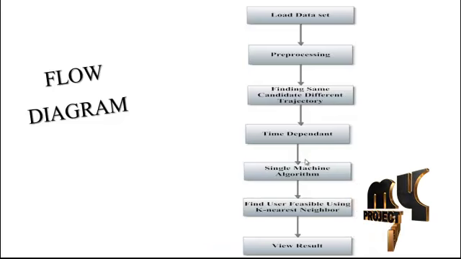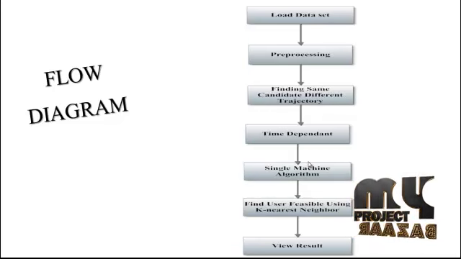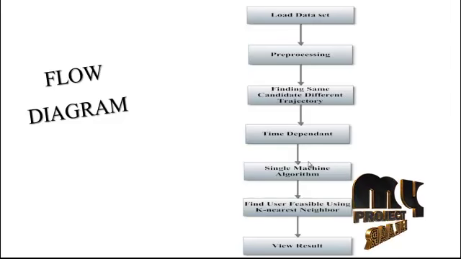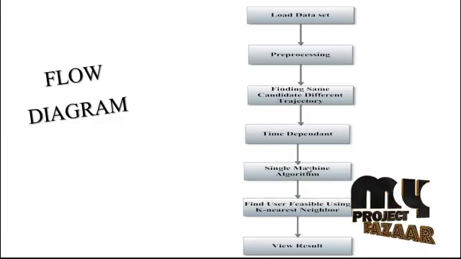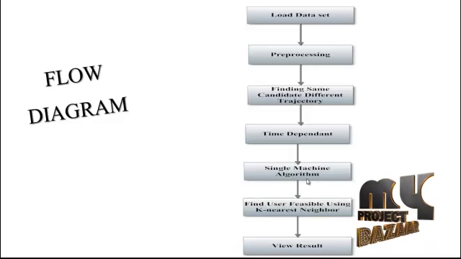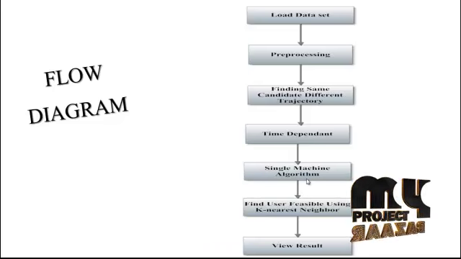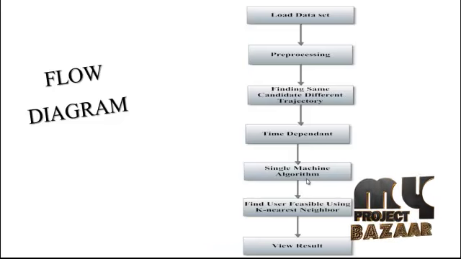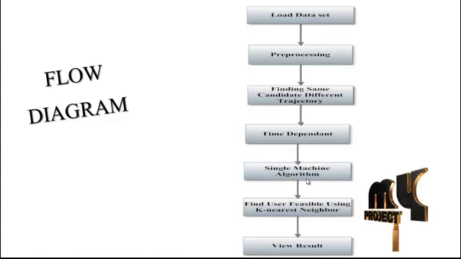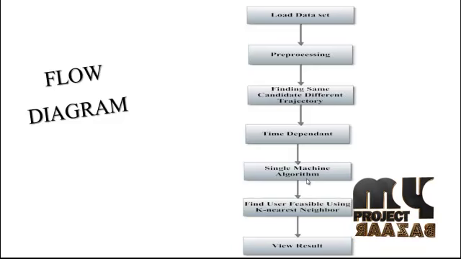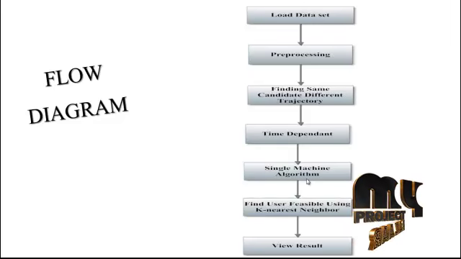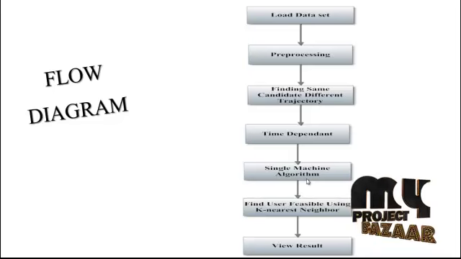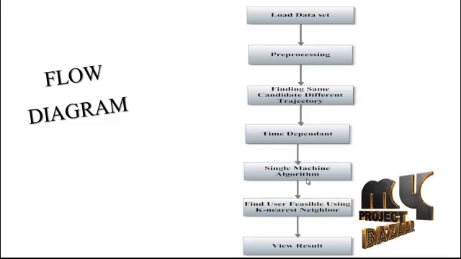And next is the single machine algorithm. We use a single machine algorithm to organize the dataset from our database. And next is finding the feasible path for the user using k nearest neighbor. We find the time dependent result based on the trajectory, and next is the feasible way for the user. We use the k nearest neighbor algorithm to find the feasible pathway for travel from one place to another place. And next is view result. The result is displayed to the user.